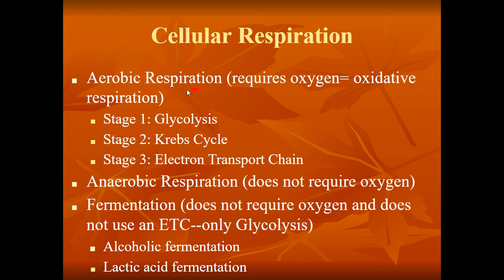This type of respiration is broken up into three stages. Stage 1, glycolysis. Stage 2, the Krebs cycle. And stage 3, the electron transport chain. The ETC comes back, folks, in a different form. It comes back with a vengeance. We'll talk about each of these stages in more detail coming up. But aerobic respiration is your first kind of respiration.